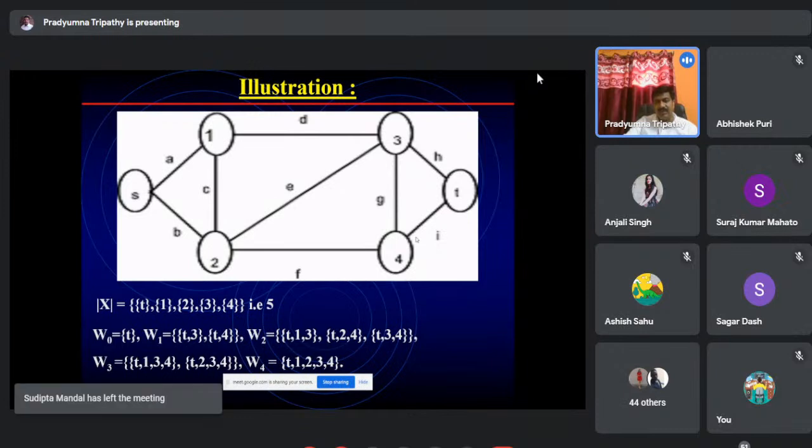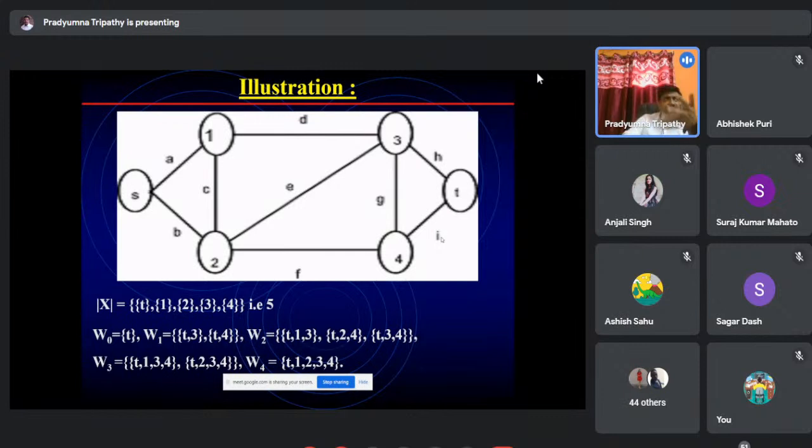If no subset of a chord set is another chord set, then we say they are the minimal chord sets. For example, if HI is a chord set, then AHI cannot be a minimal chord set because HI is already a chord set. So our objective is to generate all minimal chord sets. From the minimal chord sets, we will frame the reliability expression, and from the reliability expression, we will compute the reliability. Correct? So that is the objective of this research work.